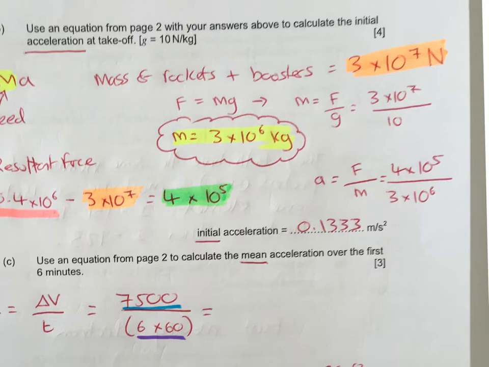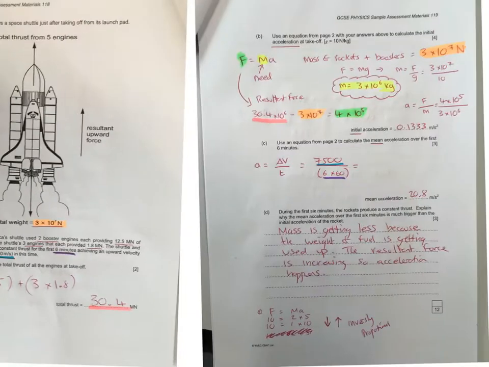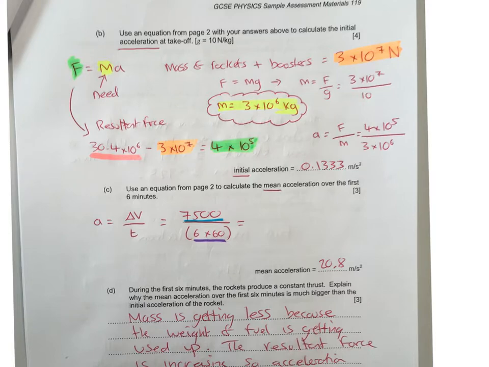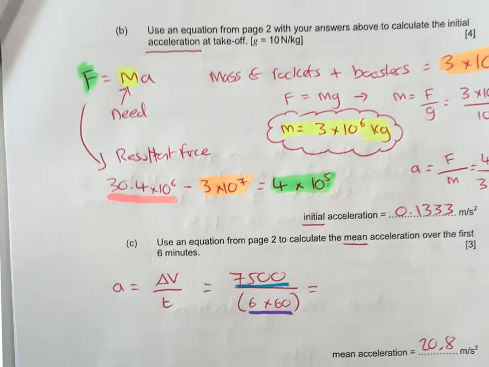If I stick in the force, which is the weight of it, 3 times 10 to the power 7. Where did I get that from? I got it from there, look, in orange. And then I stick it over 10, and I should find my mass to be 3 times 10 to the power 6 kilograms. Now I know my mass.